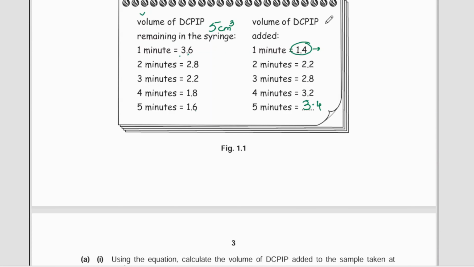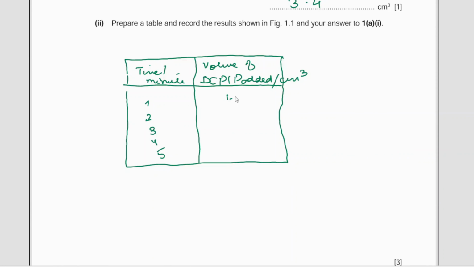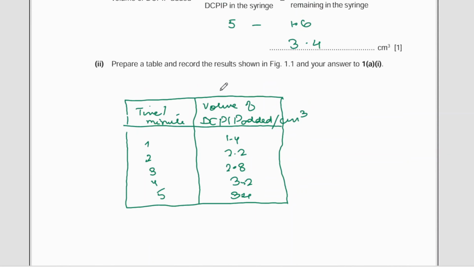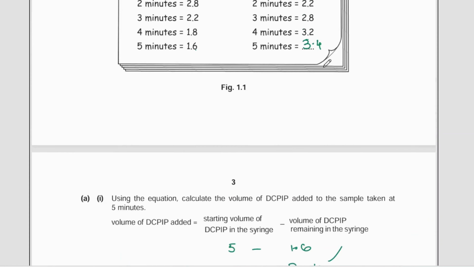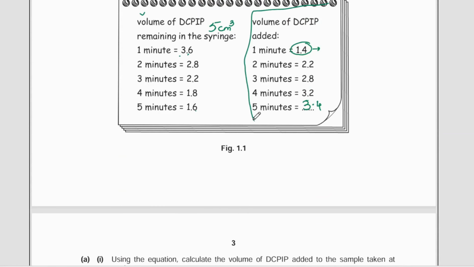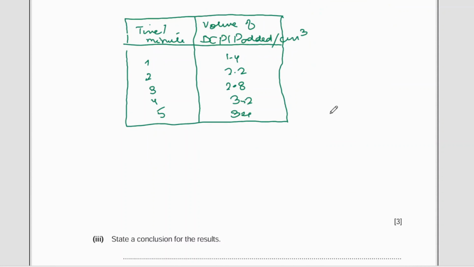And the values are 1.4, 2.2, 2.8, 3.2 of DCPIP added. No, wait. Here they have written something: prepare a table and record the result shown in figure 5.1 and your answer to this. Where is this value written? Here. Okay. So we have to use this table, not the other one. We have to use this column.